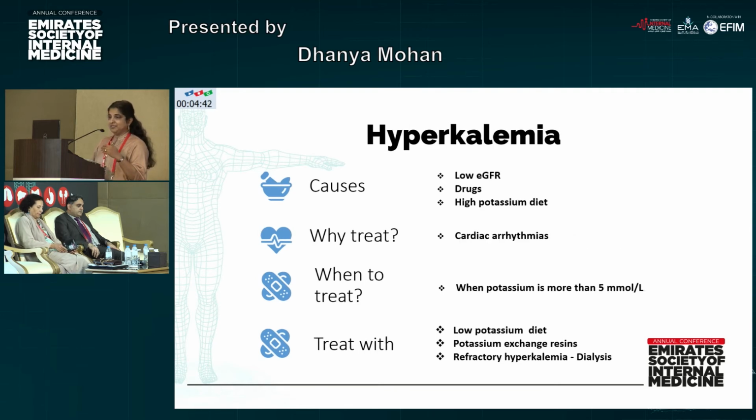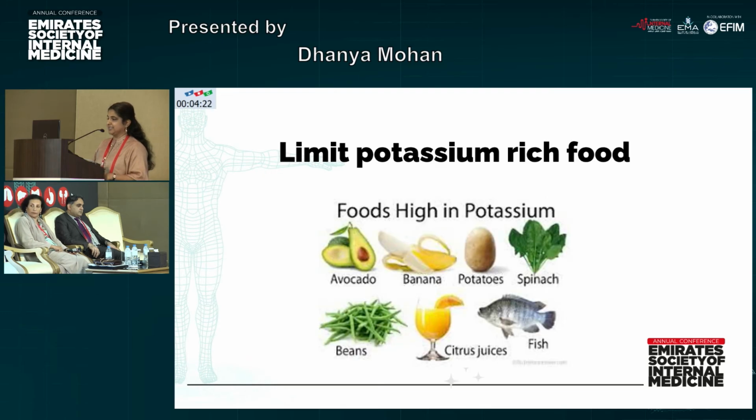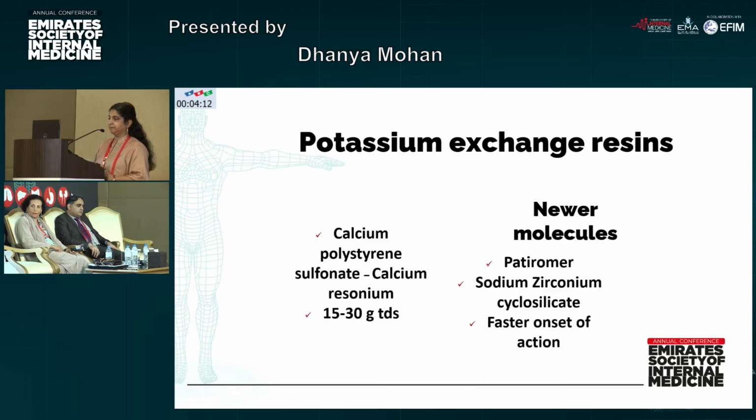And hyperkalemia, we know, is a problem all of us encounter in CKD patients, necessary to correct when the potassium is more than 5 millimoles per liter, with a low potassium diet and, on an outpatient basis, with potassium exchange resins. And refractory hyperkalemia patients require, we know, dialysis. So the advice regarding low potassium diet is avoidance of bananas and citrus fruits. These are very high in potassium.